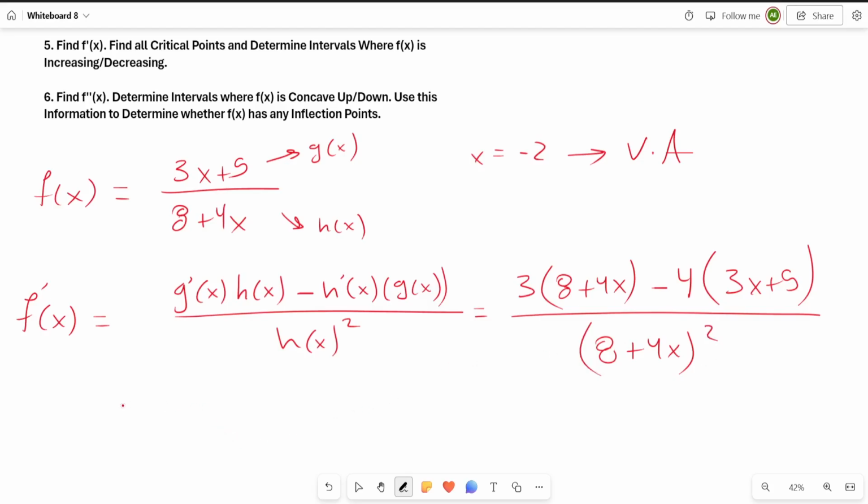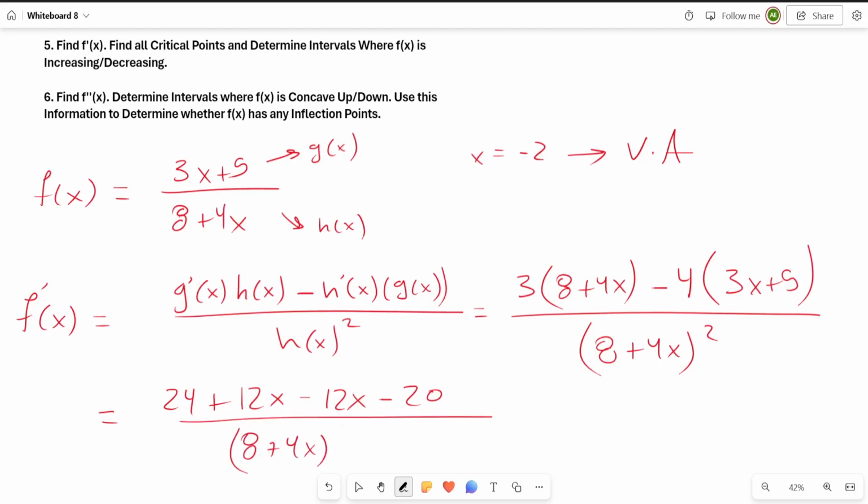So let's simplify a little bit. This is going to be 3 times 8 is 24, plus 3 times 4x is 12x, minus 4 times 3x is 12, negative 12x, and then minus 20 over 8 plus 4x squared. So I can see here that 12x and 12x cancels. 24 minus 20 is basically 4 over 8 plus 4x squared.